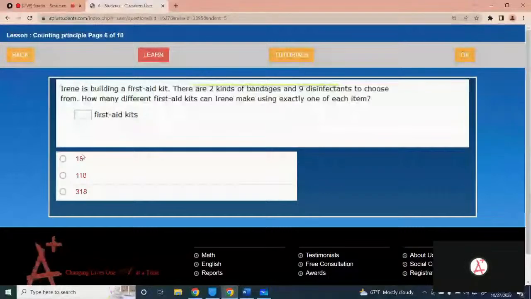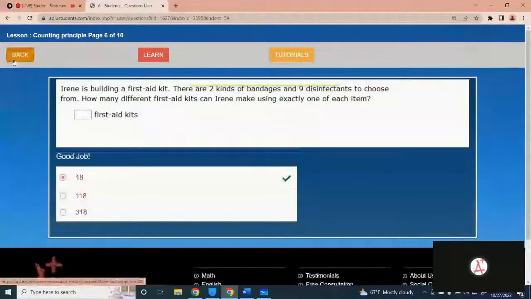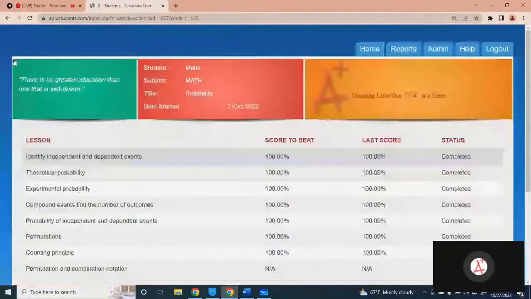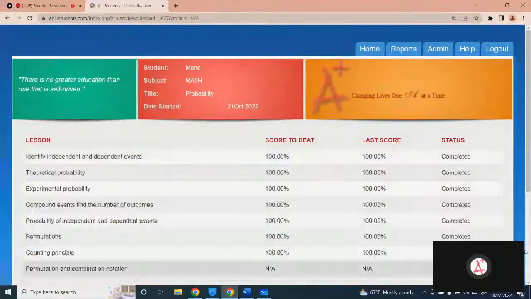Okay, you can complete the test by yourself later today. I'm just moving on to the next topic. If you need more help with the topic, please contact any tutor on Skype. They are available from Monday to Friday, 5 to 9. Got it? The next one is permutation and combination notation.